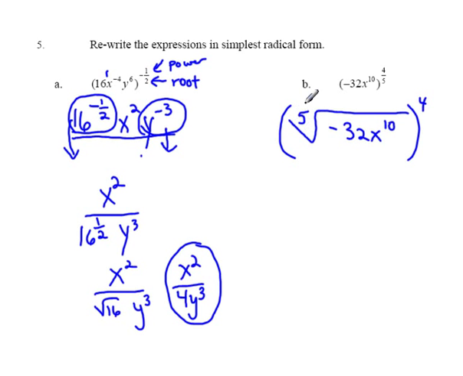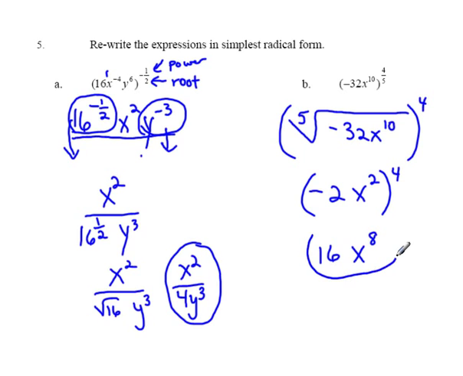So since this is an odd root, we can take the odd root of a negative number. So the 5th root of negative 32 is negative 2. The 5th root of x to the 10th, remember 10 divided by 5 gives you x to the 2nd. And all of this is to the 4th power. And now raise each to the 4th power, so negative 2 to the 4th power becomes positive 16. And x to the 2nd to the 4th power, a power to a power, you multiply, becomes x to the 8th. And that's the answer.